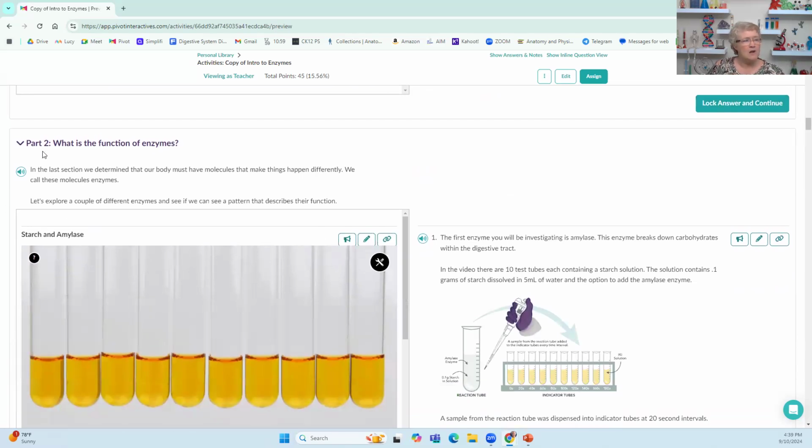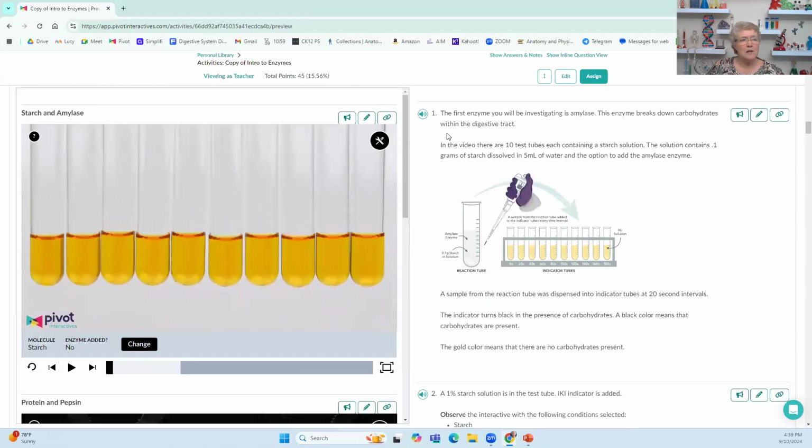All right, now we're going to talk about the function of enzymes. What do they do? In the last section, we determined that our body must have molecules that make things happen differently. We call these molecules enzymes. Let's explore a couple of different enzymes and see if we can see a pattern that describes their function. That's the background information. Now we go over to number 1 and see what we're supposed to do.